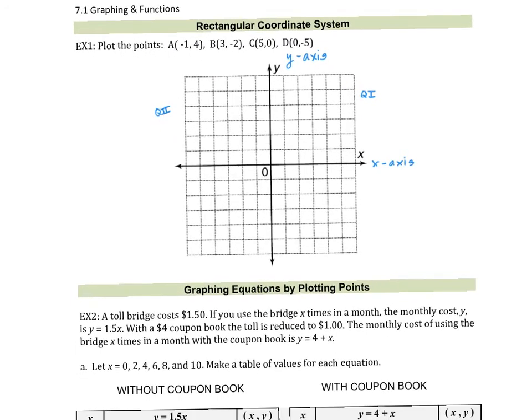And in quadrant 2, your x values are going to be negative, but the y values are positive. Quadrant 3, both x and y values are negative. And then quadrant 4. In quadrant 4, the x values are positive, but the y values are negative. Now, points that are actually on the x or y axis are not in a quadrant. The point here, the 0, 0, that's our origin.